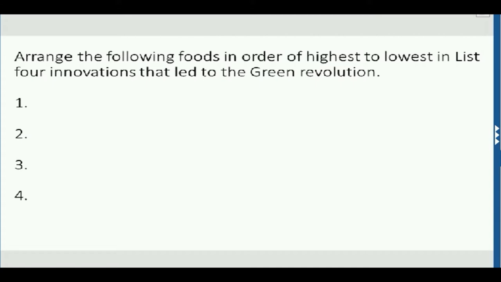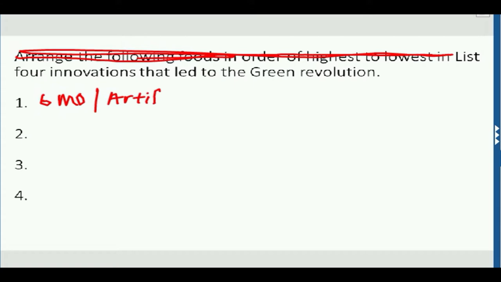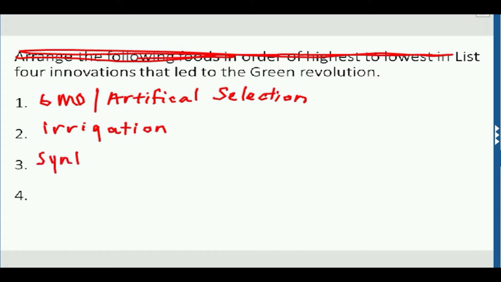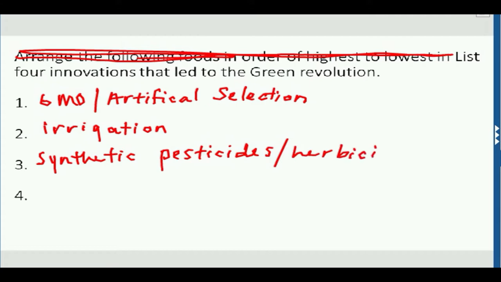Okay, so this is the question. List four innovations that led to the Green Revolution. So GMOs or artificial selection. Irrigation. Synthetic pesticides and herbicides. And synthetic fertilizers.